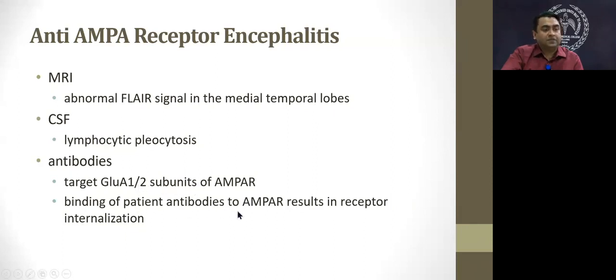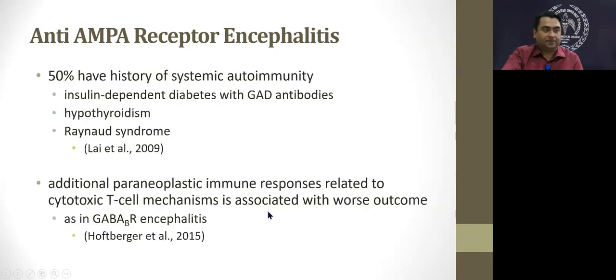Binding of these antibodies to the AMPA receptor results in internalization, like in the previous example of the NMDA receptor. About 50% have a history of systemic autoimmunity in AMPA receptor encephalitis, like insulin-dependent diabetes with the presence of GAD antibodies, hypothyroidism, or even Raynaud's. Additional paraneoplastic immune responses, including a cytotoxic T cell mechanism, are usually associated with a worse outcome because, like I mentioned, it becomes a paraneoplastic etiology with cytotoxic T cell involvement causing neuronal destruction itself rather than just neuronal dysfunction.